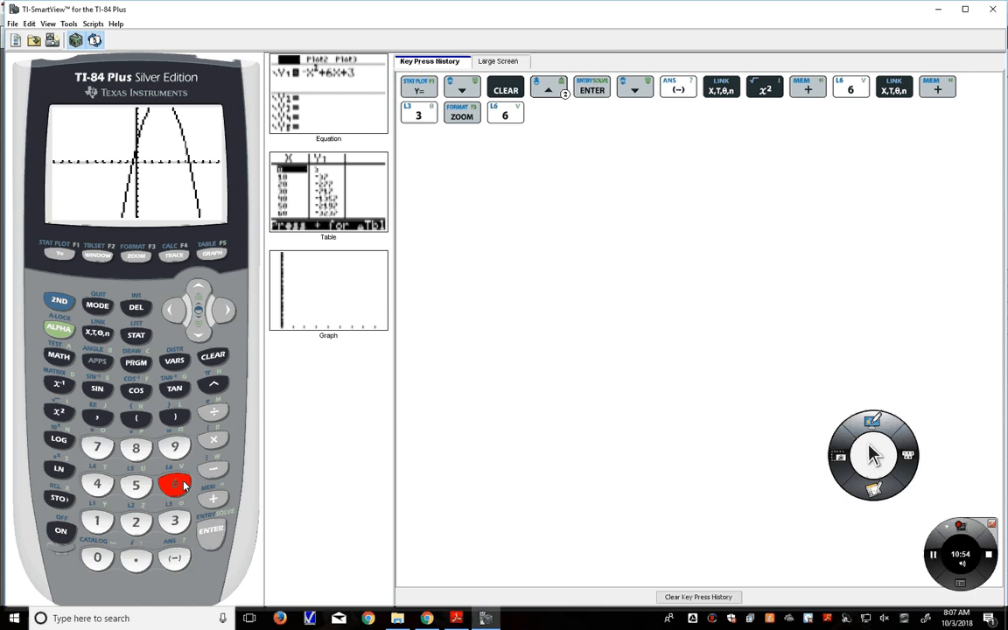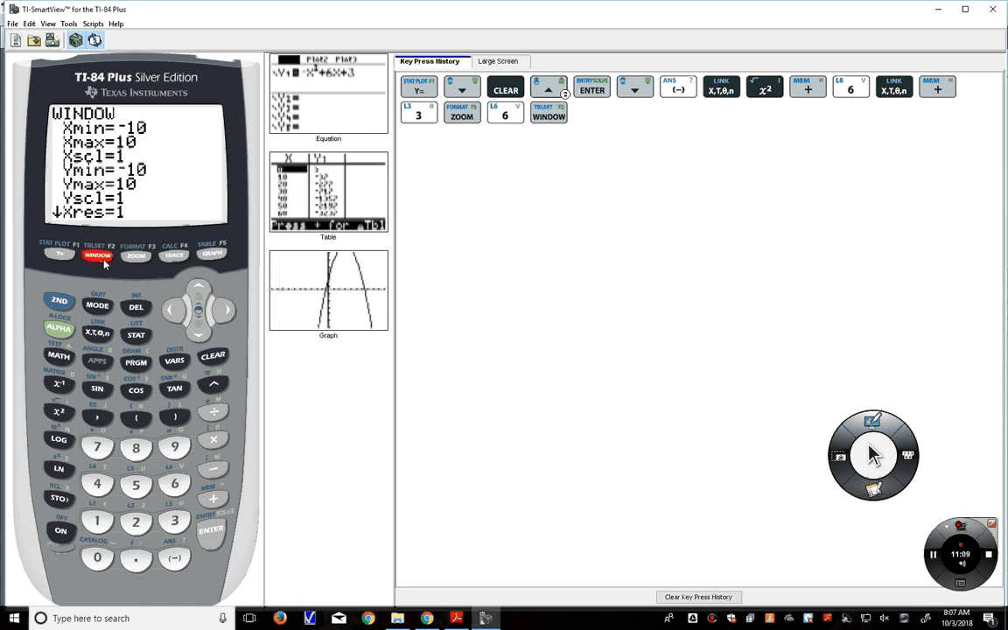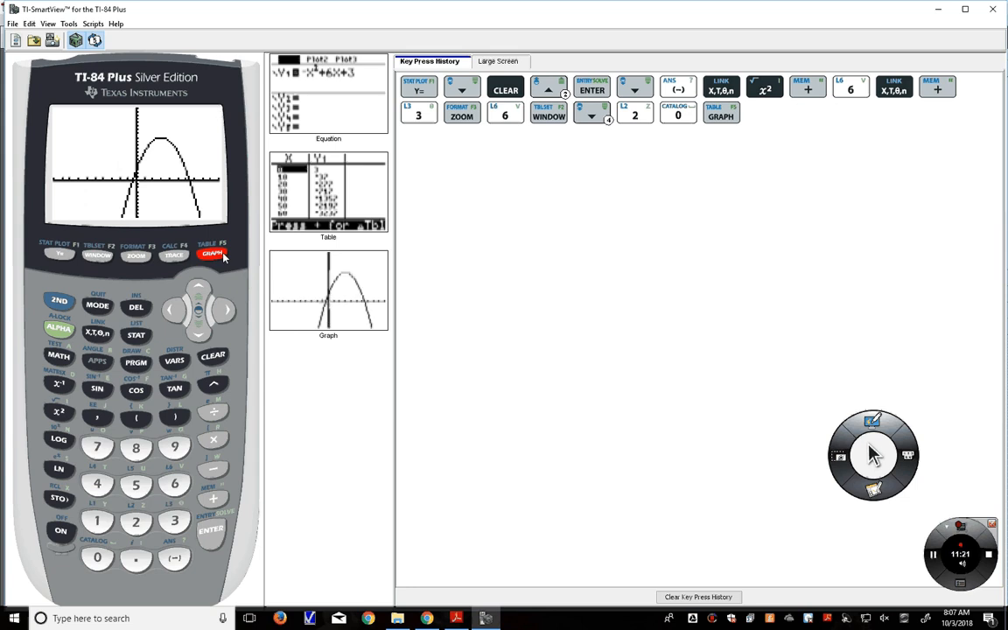Not bad, but I want to be able to see the vertex point. So how should I change my window in order to be able to see the vertex? Where do I need to see more of? Up, right? So let's go hit window. If I want to see more up, I need to change the Y maximum to something bigger than 10. I'm just going to put 20 right now because maybe I don't know. And then I'm going to hit graph. Okay, now I can see it.